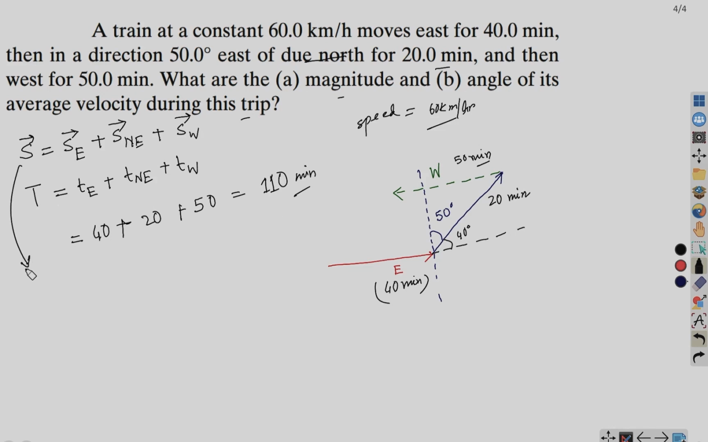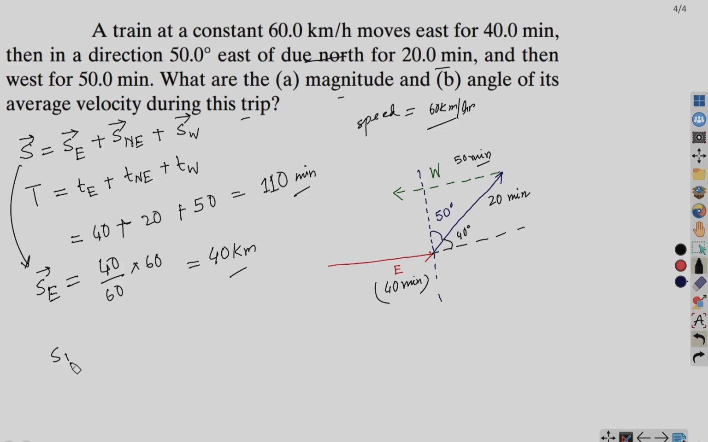Okay. So now we will focus on this one. Let's first compute the SE. First things first, there is no physics here. It is plain arithmetic because the speed is constant and it moves 40 minutes along this direction. Therefore, it covers 40 by 60 times 60 equals 40 kilometer.